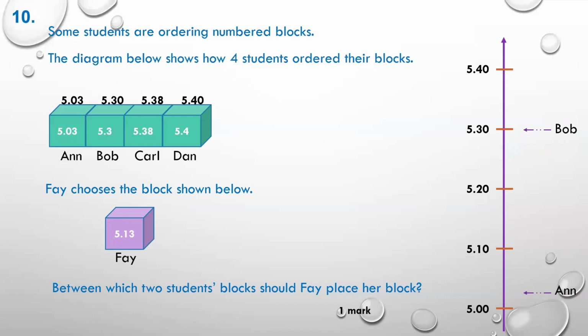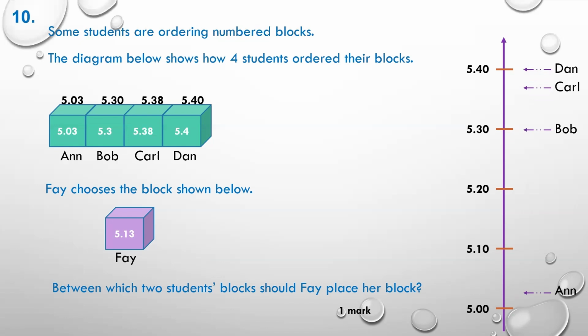We're trying to see the pattern that these students decided in order to order their blocks. What about Carl? Carl is at 5.38. So Carl is above Bob. So Anne was down below, and then Bob is higher, and Carl is even further up. What about Dan? Dan is at 5.40. So he's at the highest point. So they ordered it Anne, and then Bob, and then Carl, and then Dan, which means that they were ordering it, if we're going from left to right, from smallest to largest. Or we can see they ordered it in ascending order.